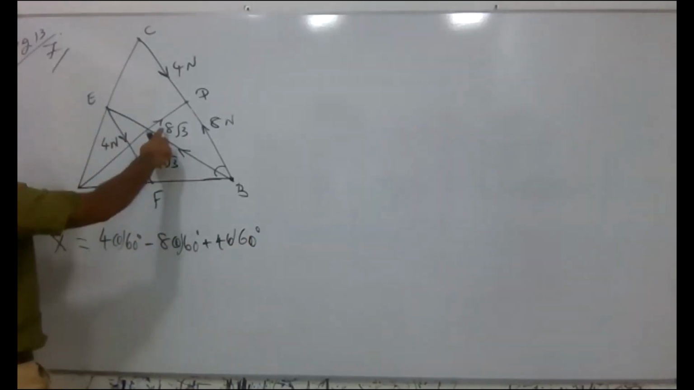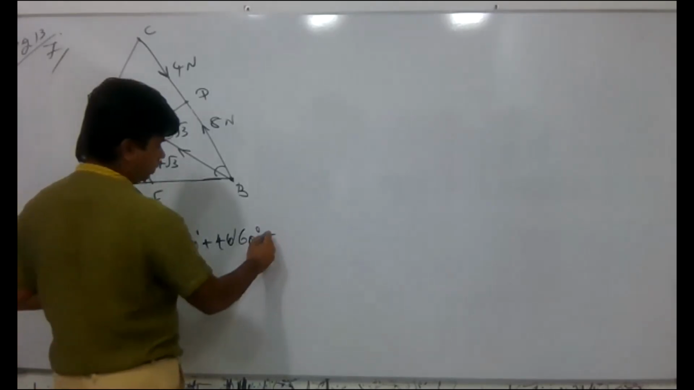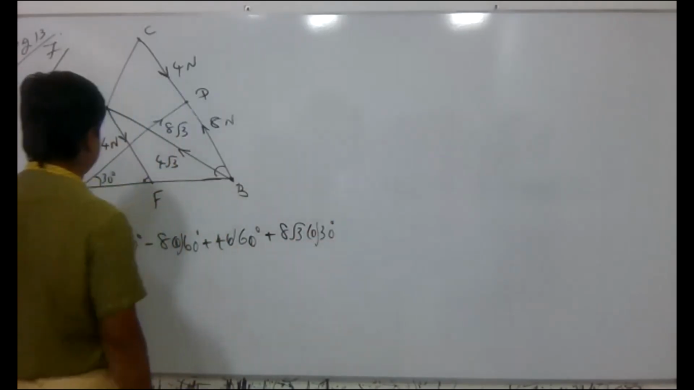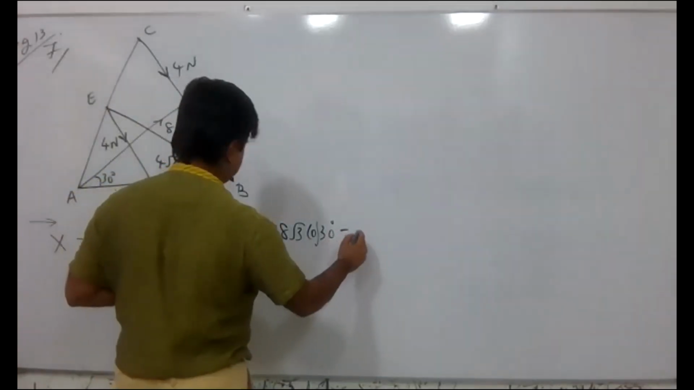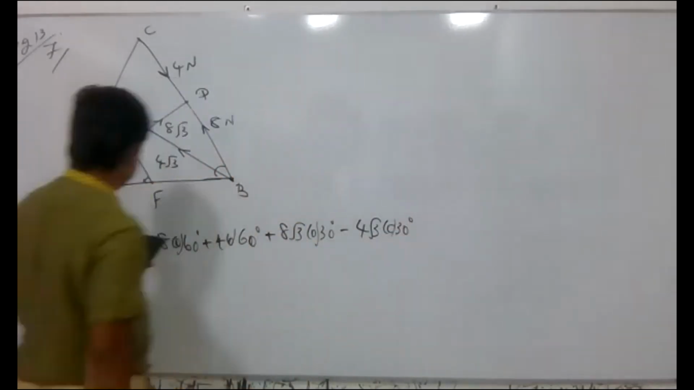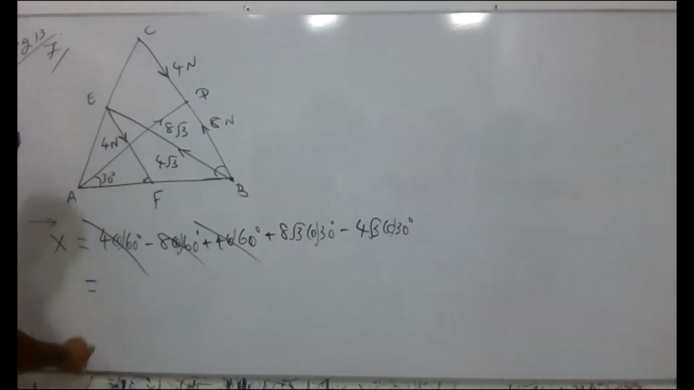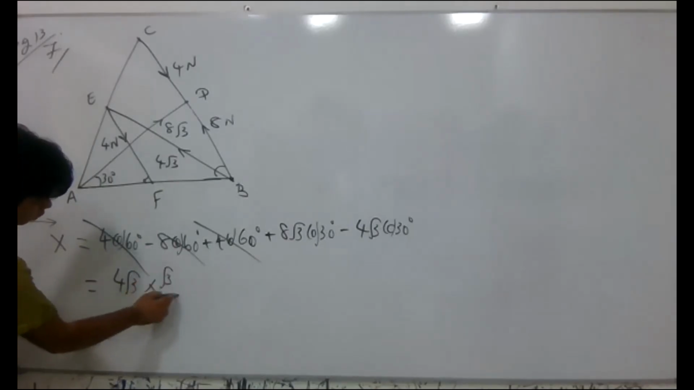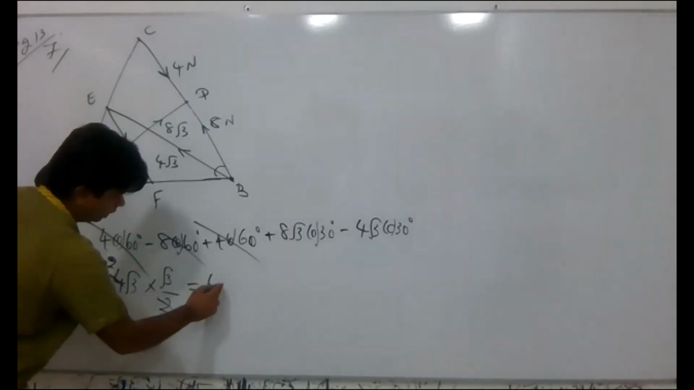Now, here 8 root 3, this angle 30, plus 8 root 3 cos 30. Clear? And here 4 root 3, then minus 4 root 3 cos 30. Now when you simplify, these three cancel. Then you will be having 8 root 3 minus 4 root 3, which is 4 root 3, into root 3 over 2. Then 2 into 2 cancels, and you will be having 6 newtons.